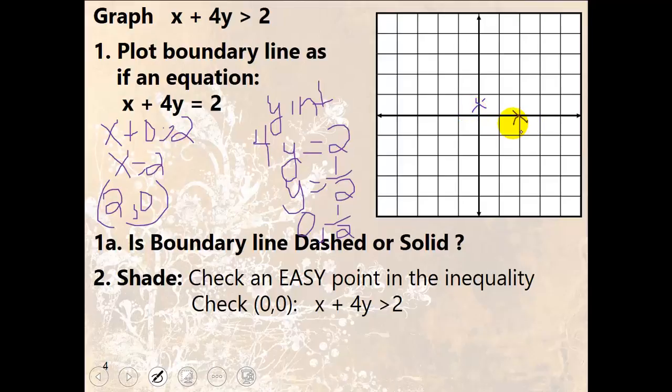and then this is exclusive. The symbol is exclusive. So I'm going to use a dashed line between those 2 points.